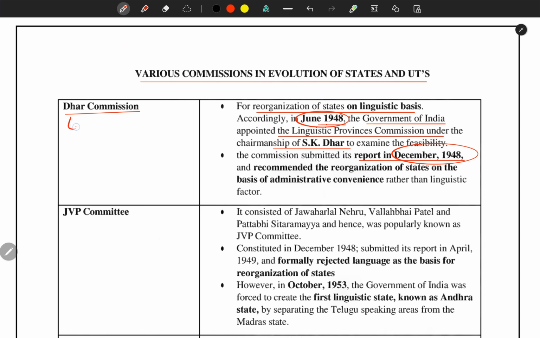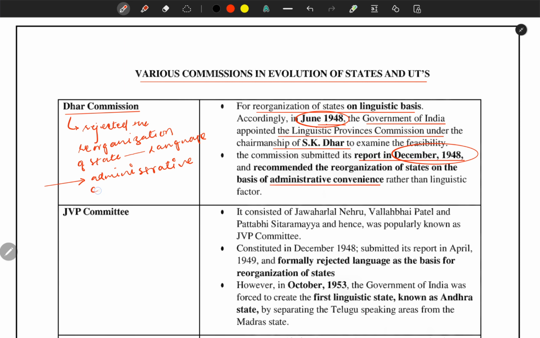Basically, the commission rejected the reorganization of states on language basis, and it supported that reorganization of states should be done on the basis of administrative convenience. So it supported administrative convenience for reorganization of states rather than reorganization of states on the basis of language.